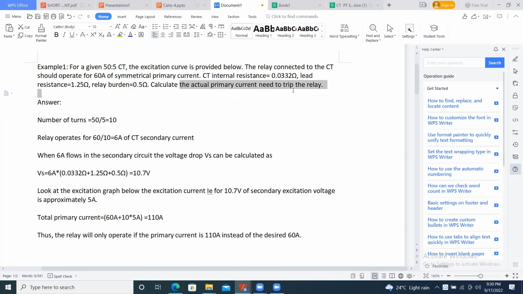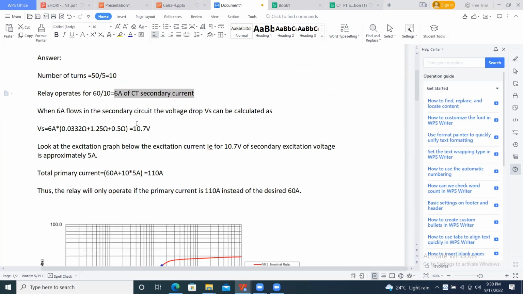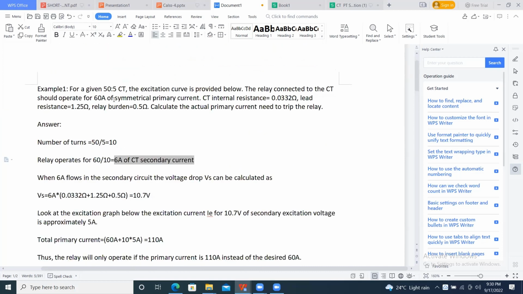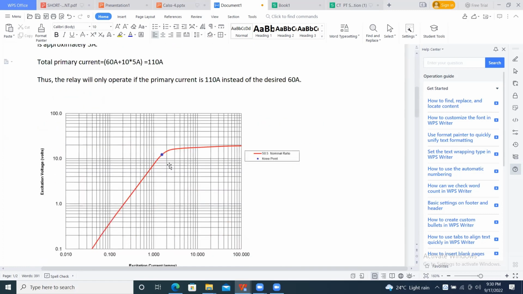Now I am calculating the actual primary current needed to trip the relay. Okay, now let's see. Number of turns 10. Relay operates for 60 by 10, that is 6 amps at the CT secondary. If 6 amps is flowing on the secondary side of the CT, then the relay will operate. Now, what is the voltage at the secondary side of the CT? We are calculating the knee point voltage for the secondary side of the CT into the resistance of all this. So it's like 10.7.